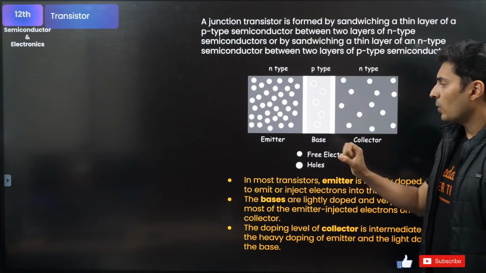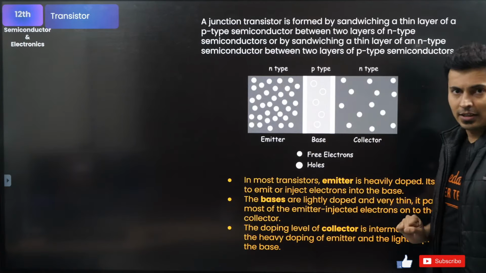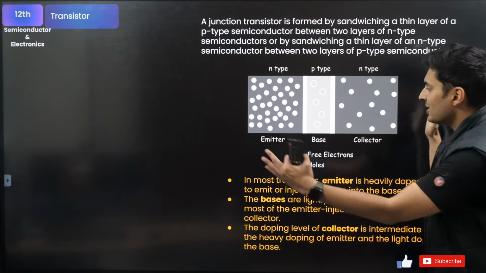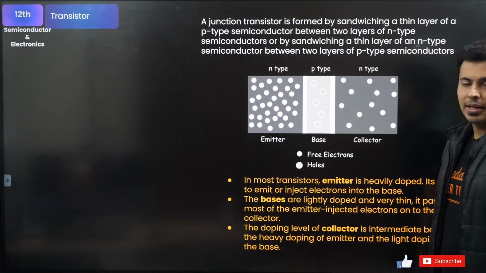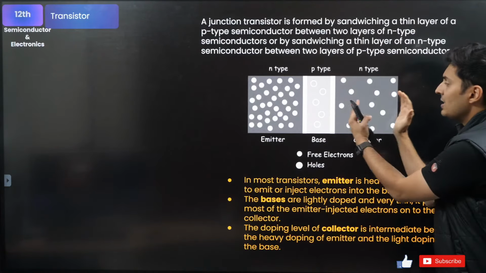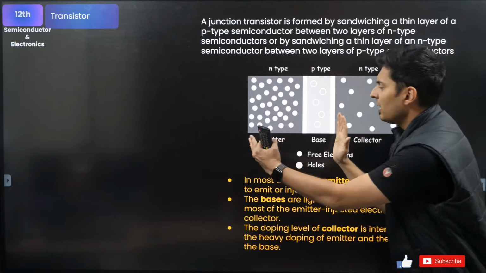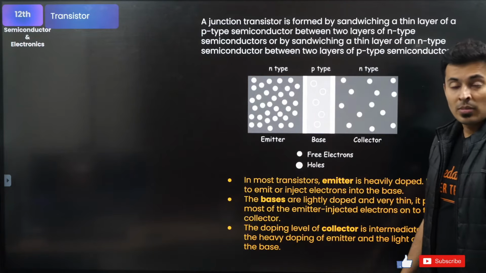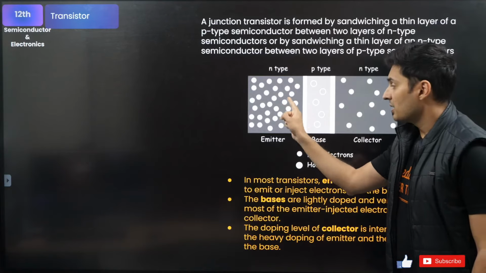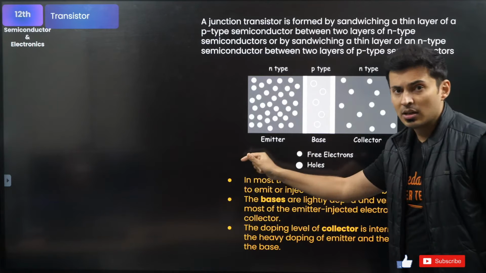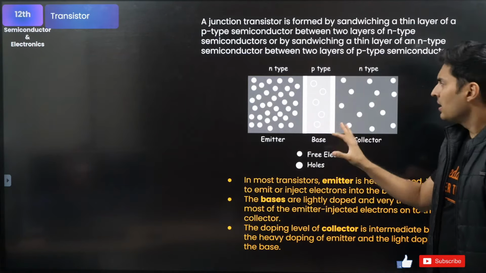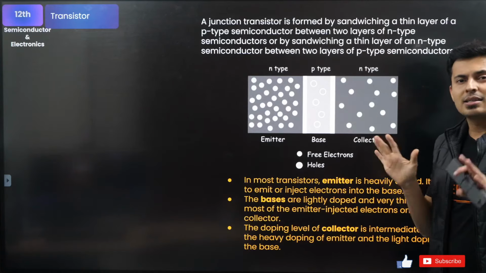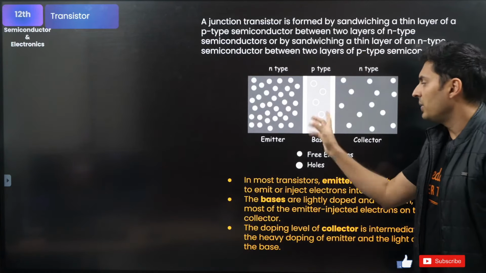These three regions are called the emitter, base and collector. You will see the base is sandwiched between the emitter and collector. The collector is largest in area, the emitter is decently sized, and the base is very, very thin. But the number of charges in the emitter is the highest, the base is the lowest, and the doping in the collector is moderate as compared to the emitter and base.